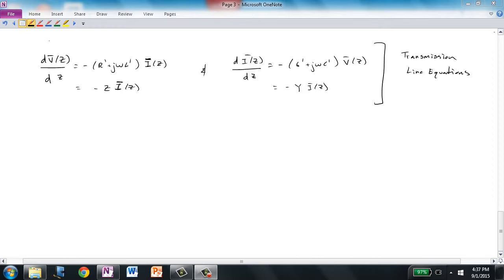I've written the results of KVL and KCL to the differential segment of transmission line here again. We find from KVL that the derivative of the phasor voltage at the input end of the transmission line is just equal to minus R prime plus j omega L prime times the phasor current at the input end of the transmission line. And from KCL, we find that the derivative of the current at the input end of the transmission line is equal to minus G prime plus j omega C prime times the phasor voltage at the input end of the transmission line.